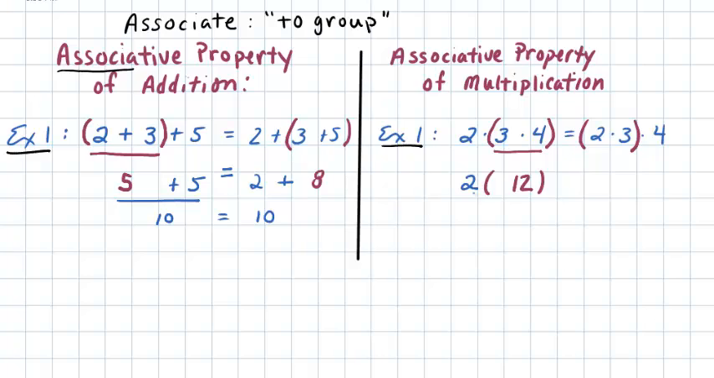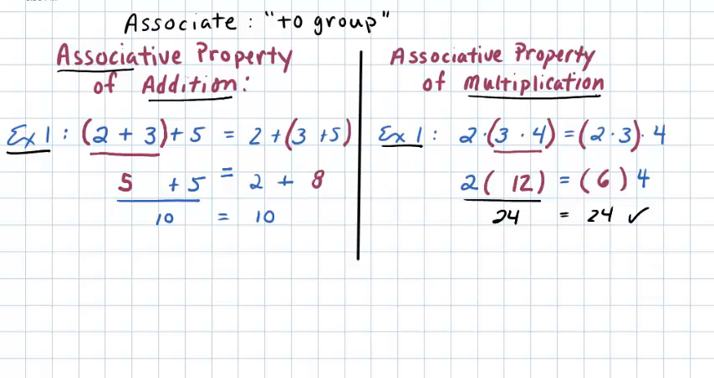That means 2 times 12. Let's see, 2 times 12 is 24. On the right-hand side, I would do the 2 times the 3 first. 2 times 3 is 6. Again, I'm going to leave the parentheses in there and put the 4 on the outside. That still means 6 times 4, and sure enough, 6 times 4 is 24. So I get 24 equals 24. So the associative property of addition, the associative property of multiplication says it doesn't matter how you group numbers, you'll get the same answer.